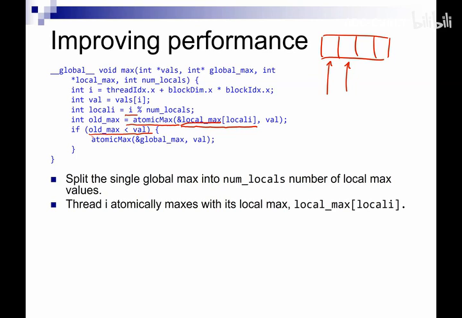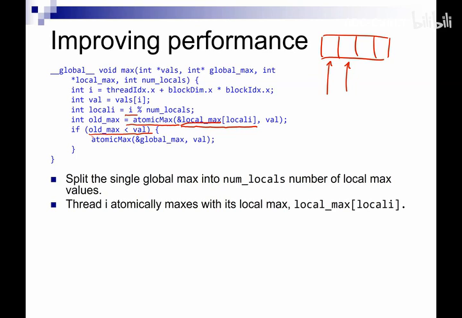Or let's say this another way. Let's say that old max is currently larger than, or larger than or equal to, val. If old max is larger than or equal to val, then there's no way for val to be larger than global max. And if val is not larger than global max, then we don't need to do atomic max between val and global max.